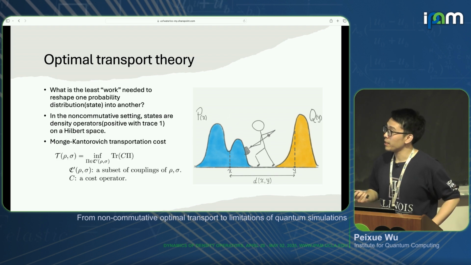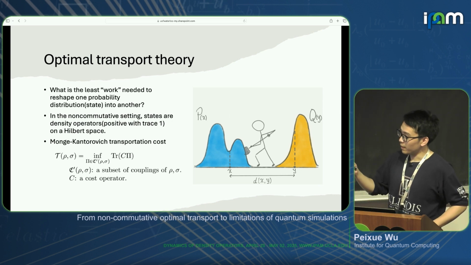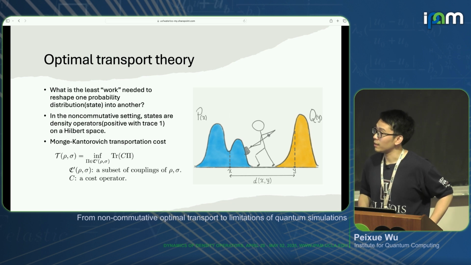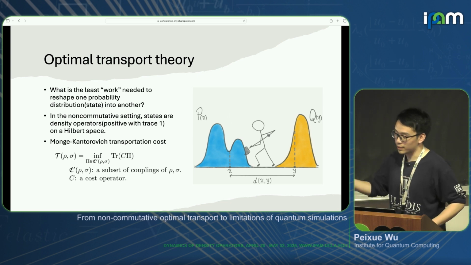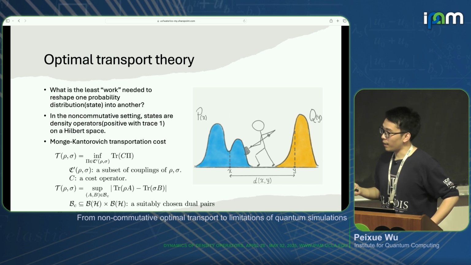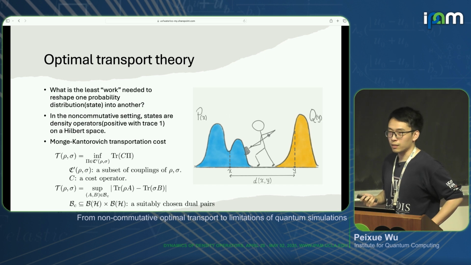So this is defined usually, this is for finite dimensional setting, by the way. You find a subset of couplings of rho and sigma, and you choose a cost operator, and then you take the infimum over all the true cost, right? The true cost is given by the integral or the trace of the cost times the coupling. And another interesting formulation is the duality picture. So usually what you do is that you find a dual pair of your space. Okay? Usually the dual pair is motivated from the Fenchel transform. And you want to find a formula like this.